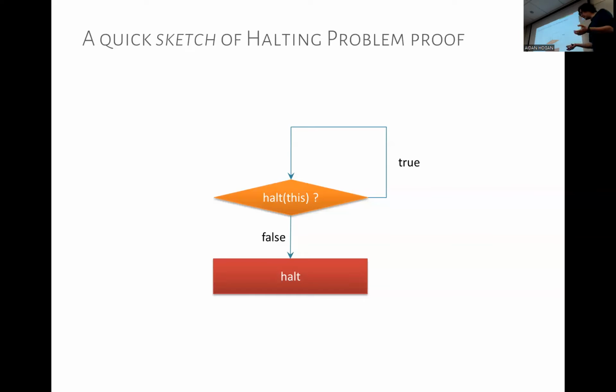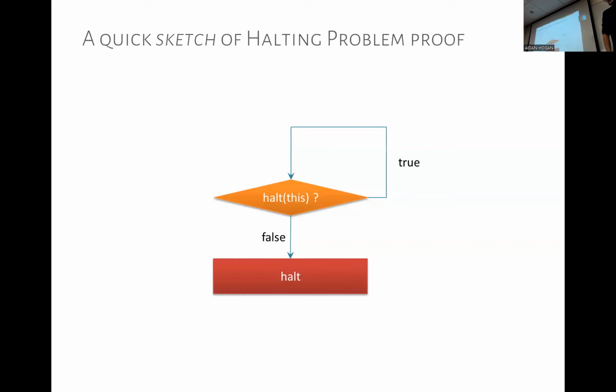So I have this cheating procedure. Basically, I ask halt, am I going to stop? If halt says yes, then I don't stop. If it says no, then I stop. I just contradict it. And the fact that I can generate such a program creates a paradox, which means that something is wrong. It means that we can then show that this halt function could not exist.